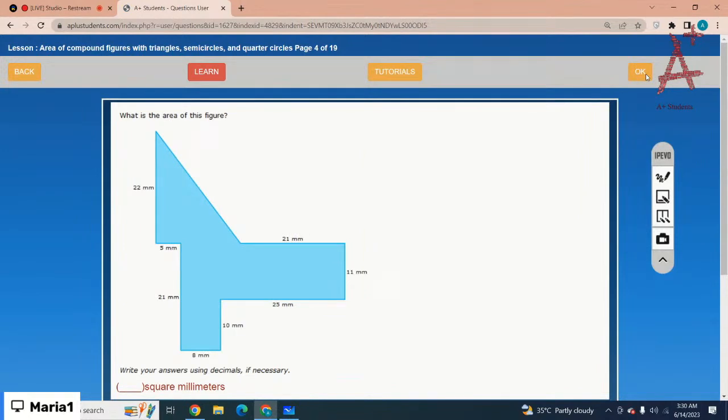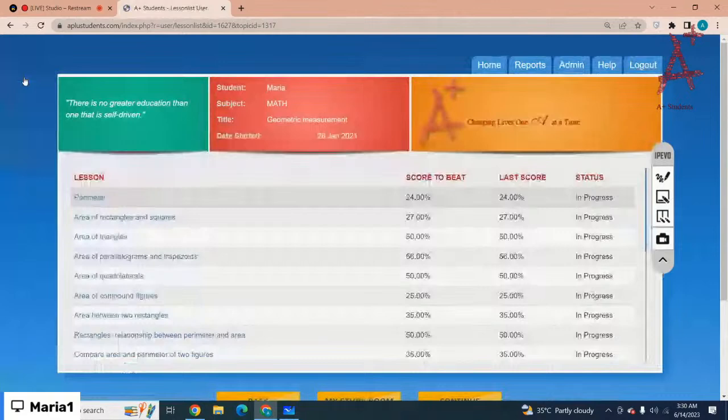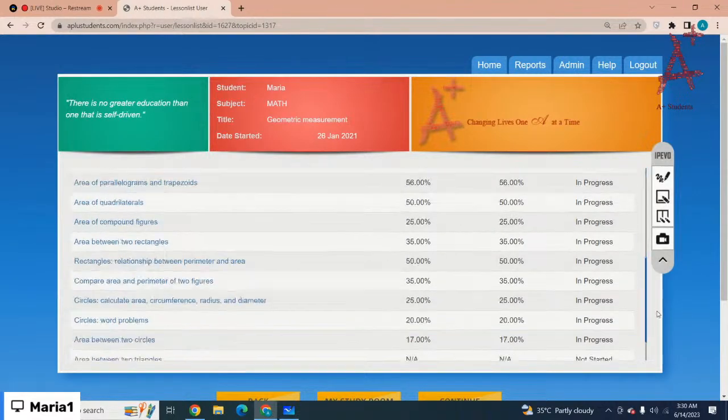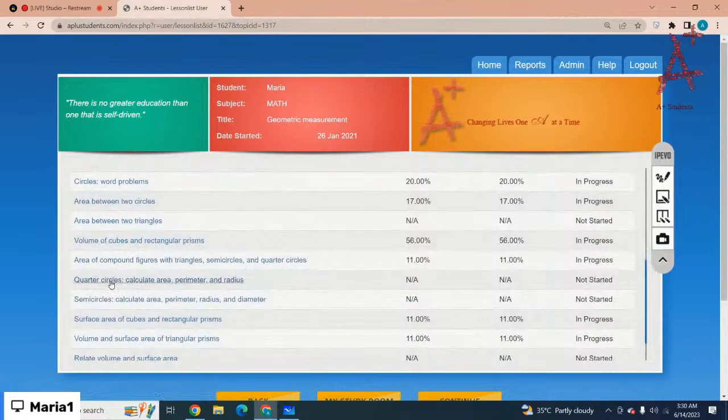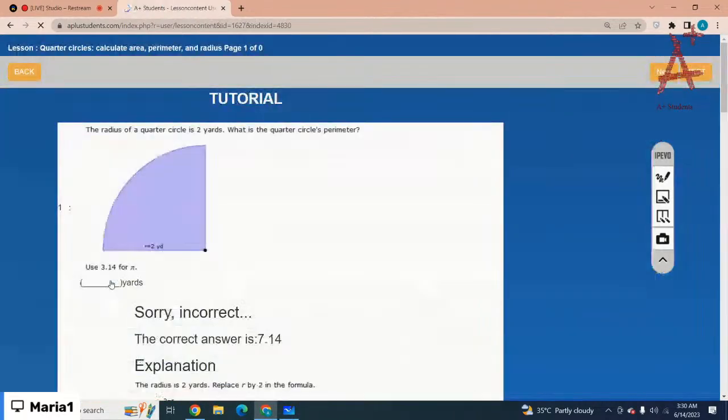Basically, that is a compound shape. Whenever you are working on the compound shape, you have to divide the shape into small portions and then you have to solve them. Got it? Okay, the next one is quarter circles: calculate area, perimeter, and radius.